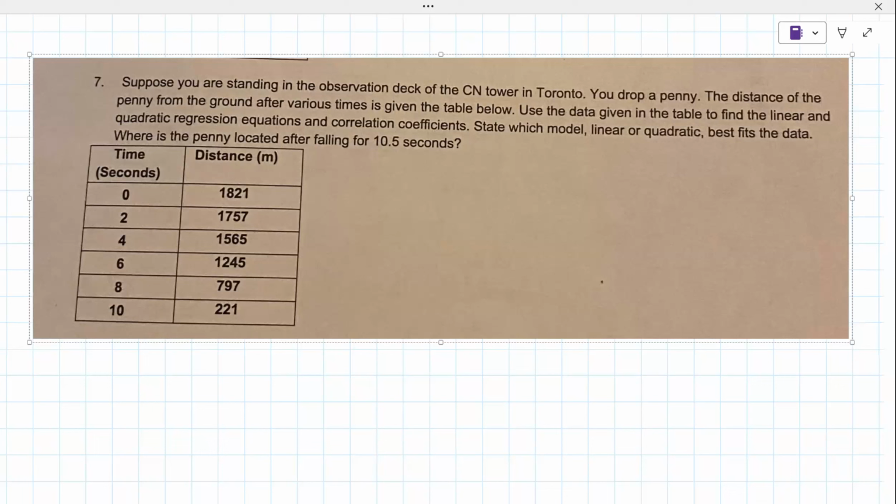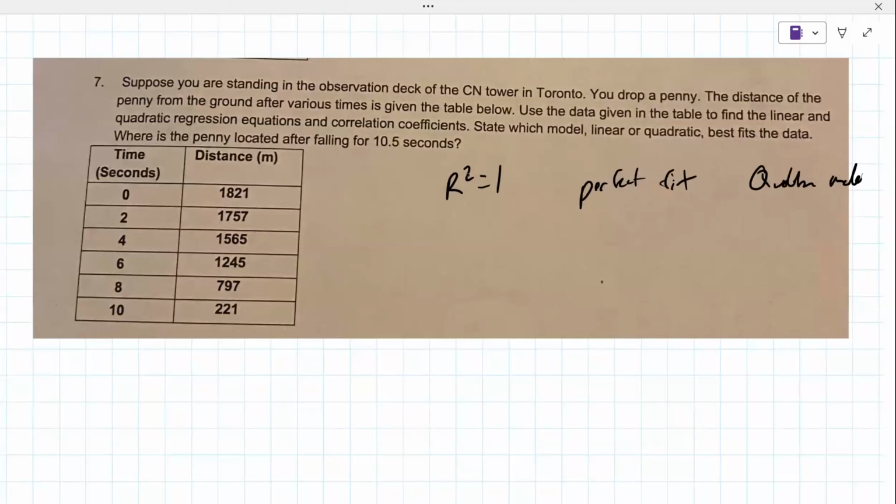It's like a perfect problem. So is r squared equal to 1 replacing the x's in the formula? No, it just means it's a perfect fit. Perfect fit, so I'll write that down. When it's a perfect fit, what do you do after? You don't have to do anything. It's like when you put on a shirt that fits, you don't keep looking. You just buy it, you're done. It's a quadratic model.